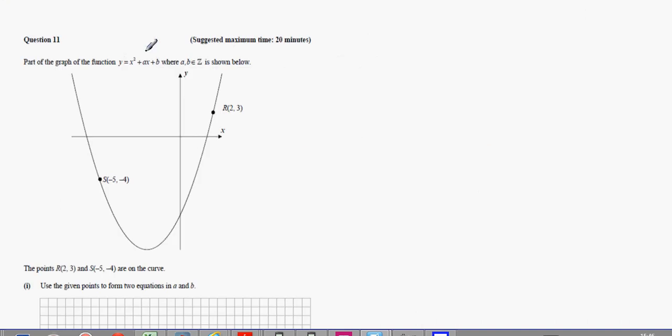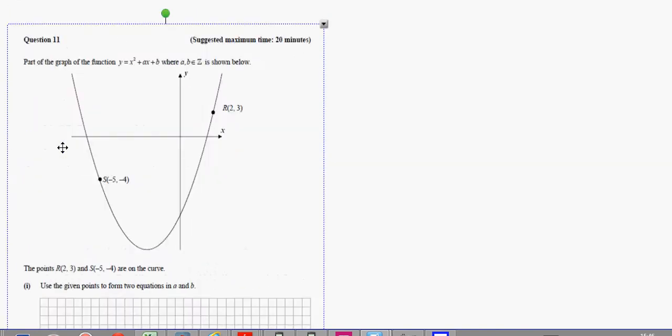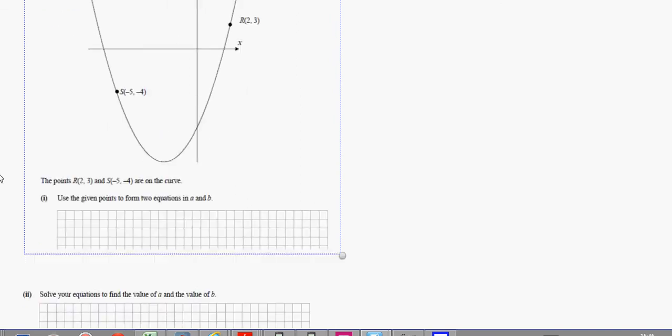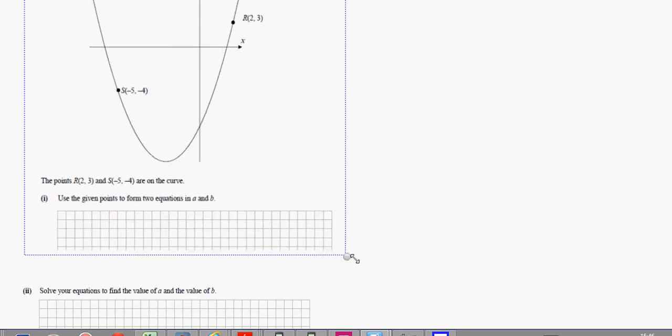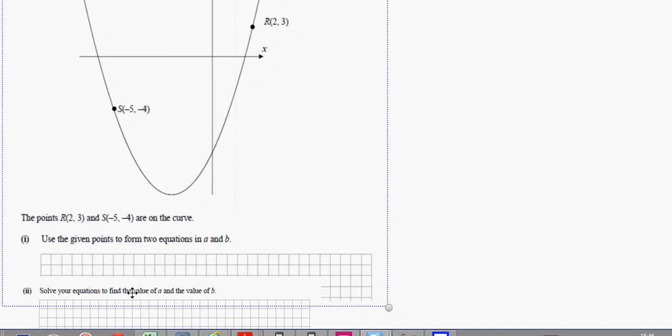Next one, question 11. Part of the graph of the function y equals x squared plus ax plus b, where a, b is an element of Z, is shown below. The points (2, 3) and (-5, -4) are on the graph. Use the given points to form two equations in a and b.